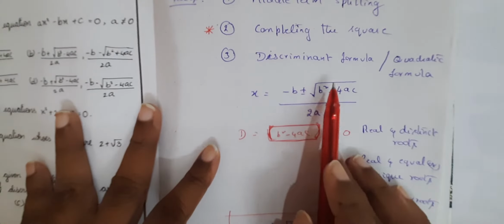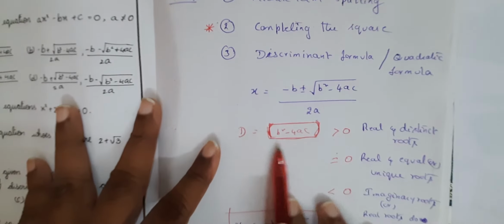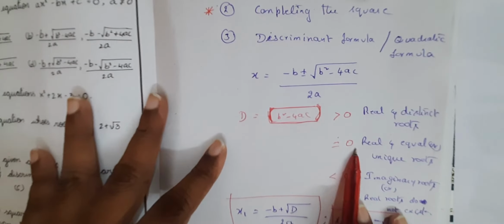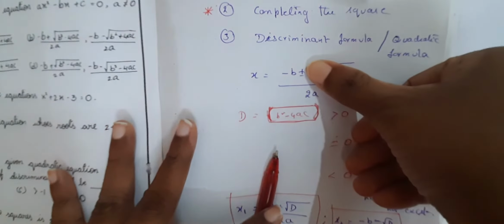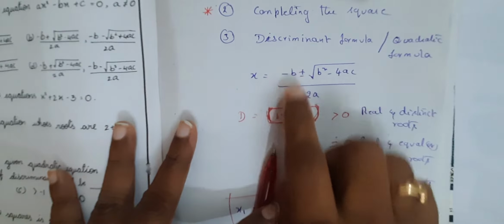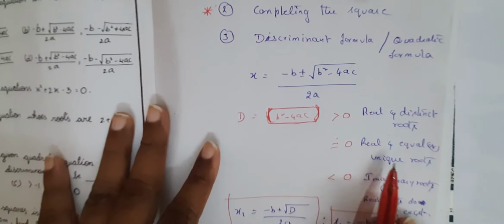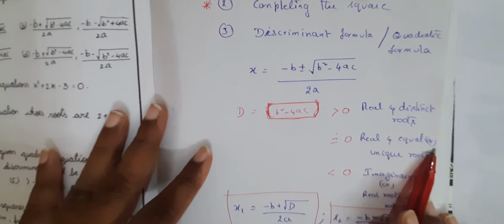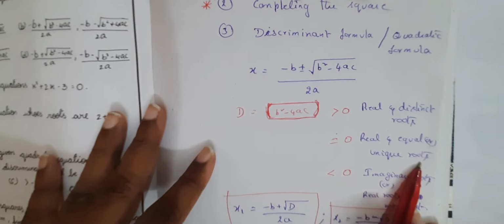Right? And now suppose the discriminant, that is the b square minus 4ac value, is 0. That means this term totally disappears and hence you will have minus b by 2a. That is a unique root, or we call it real and equal roots or unique root.